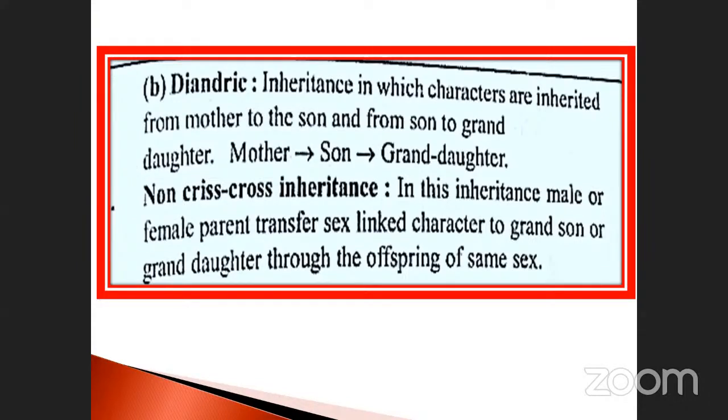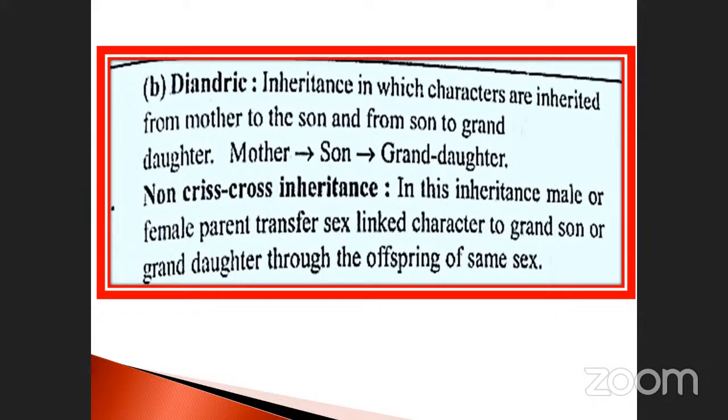Then the next one is called, what is that? Granddaughter. Here female to female. Previous one male to male. Non-criss-cross inheritance is also possible. In this inheritance, a male or female parent transfers a sex-linked character to grandson or granddaughter through the offspring of the same sex. Non-criss-cross. What is the meaning? A linear link. Okay, father, son, and grandson.